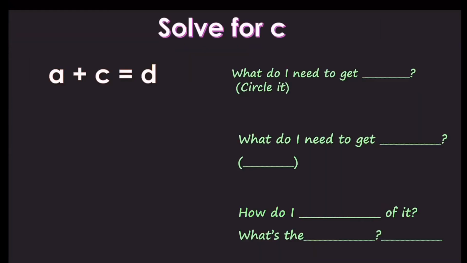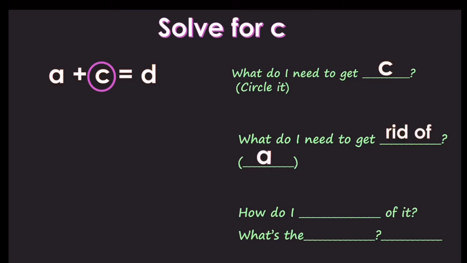So let's take a look. Notice we have our three questions here. The problem says solve for C. So what do I need to get C? Okay, I need to get C by itself. So you're going to circle it. Circle it so you know that you don't want to move that variable. So now what do you need to get rid of? Well, looking at C, if I want C by itself, I have to get rid of A.